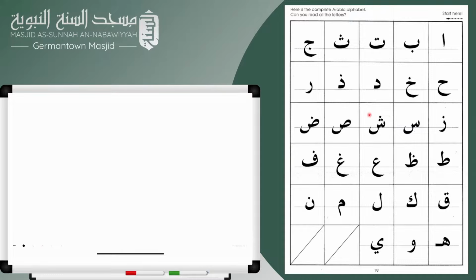Fourth box, third line. Swad, swad, swad. And the last box, line number 3, rod, rod, rod. So that is pronounced from the side of the tongue, like we mentioned last week, not the tip of the tongue. The tip of the tongue does not pronounce the rod.